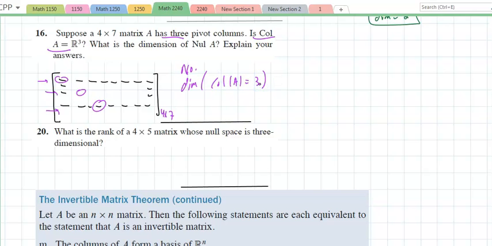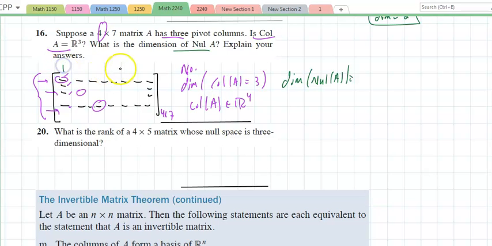That's correct. But the columns of A are 4 dimensional: 1, 2, 3, 4. X, Y, Z, and K. What is the dimension of the null space? That's easy. The dimension of the null space of A is, if this is 3 pivots and we have 7 columns, 7 minus 3, that would be 4. To find it, that's a lot of work.